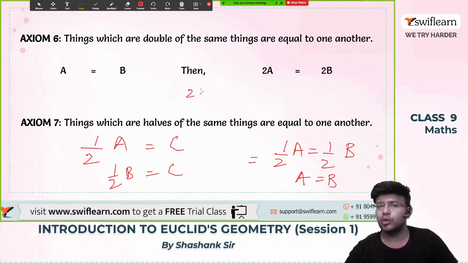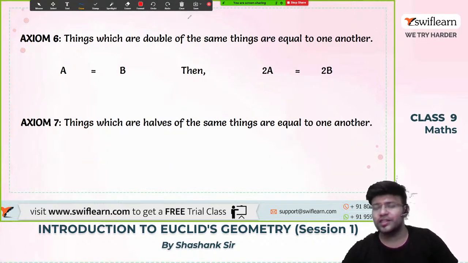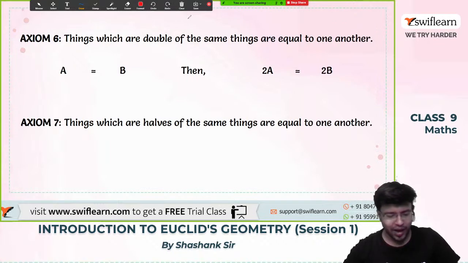Here also it is the same: 2A is equal to C, 2B is equal to C. What does this imply? 2A is equal to 2B, which is A is equal to B. So all the 7 axioms are over. Any doubts? If you don't have any doubts, we can proceed with the postulates.